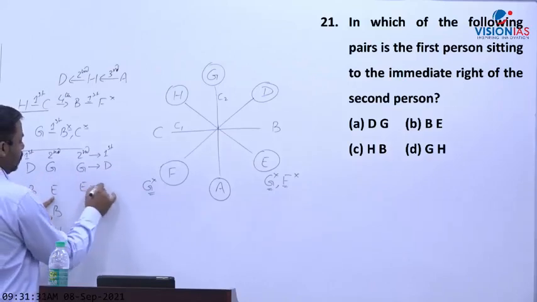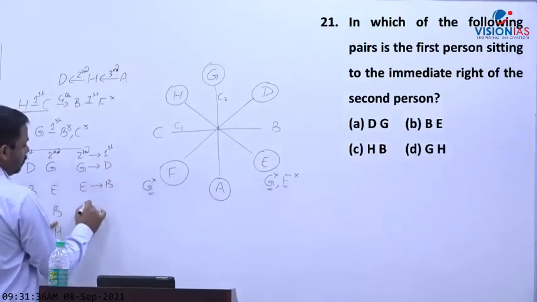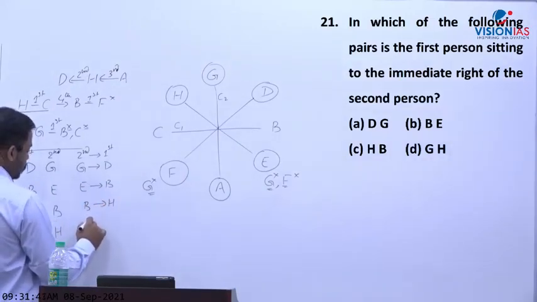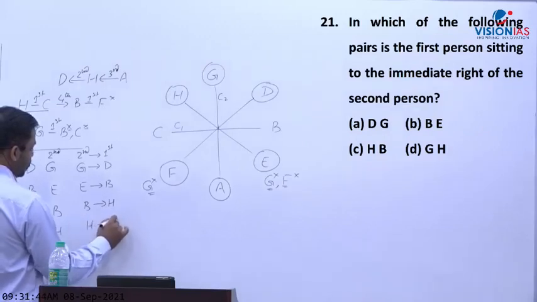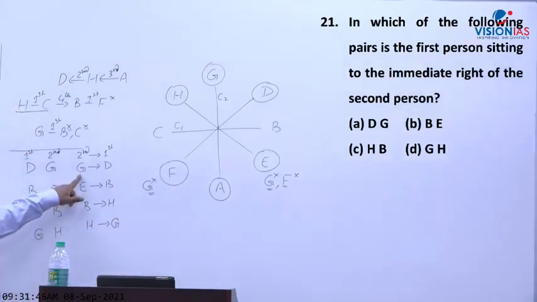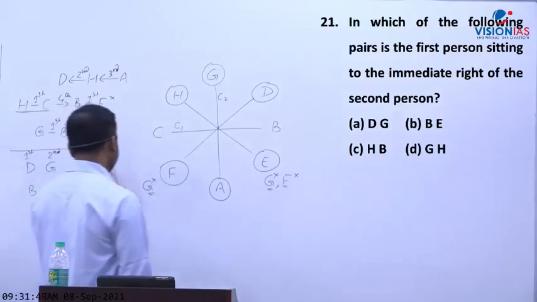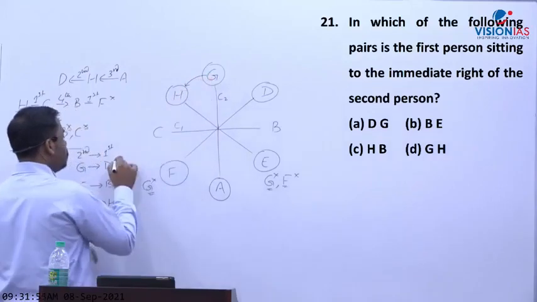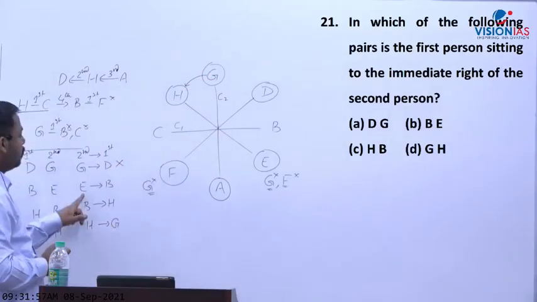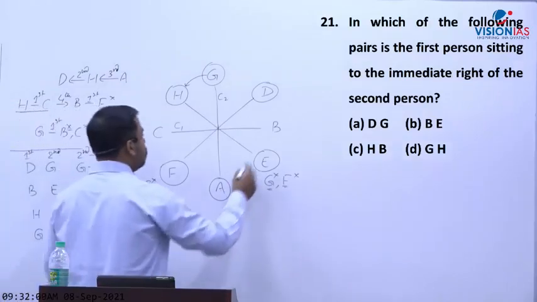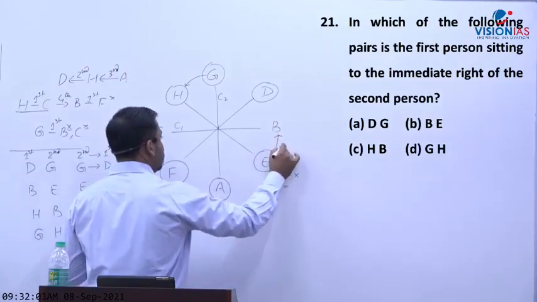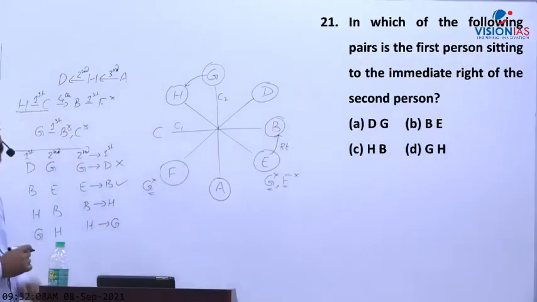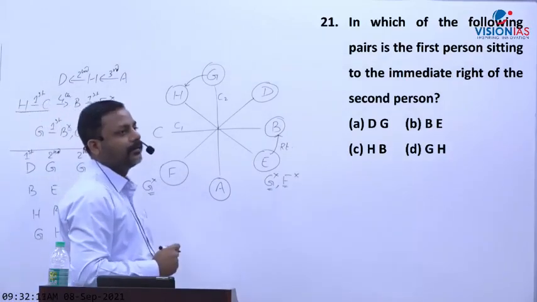On the right hand side of E, B must be there. Similarly, H should be on the right hand side of B, or G should be on the right hand side of H. So let's check this. On the right hand side of G, we have to find whether D is there or not. But on the right hand side of G, we are finding H. It means the first option is incorrect. On the right hand side of E, B. Yes, we can say that B is on the right hand side of E. Means the second option is correct.